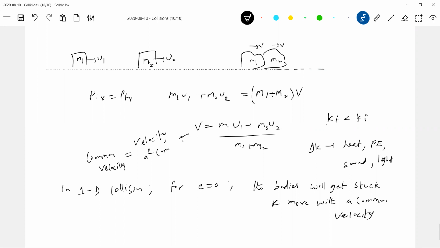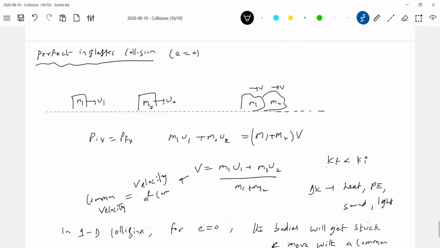In two dimension, they need not stick together. Later on in two dimension we'll discuss. Now it's not needed, just have an idea. In one dimension, yes, perfect inelastic collision, they'll stick together and move with a common velocity. The decrease in kinetic energy gets converted into some other form, depending upon the type of colliding bodies.